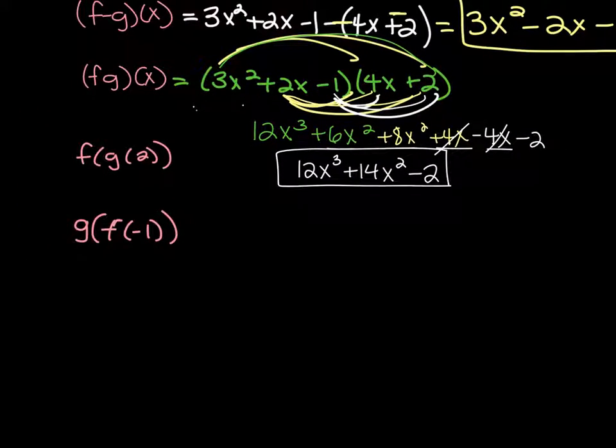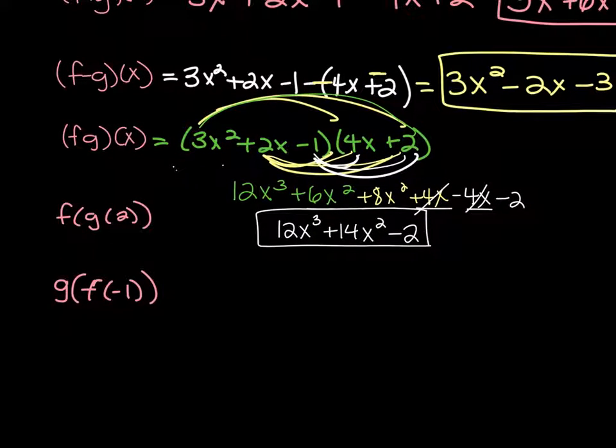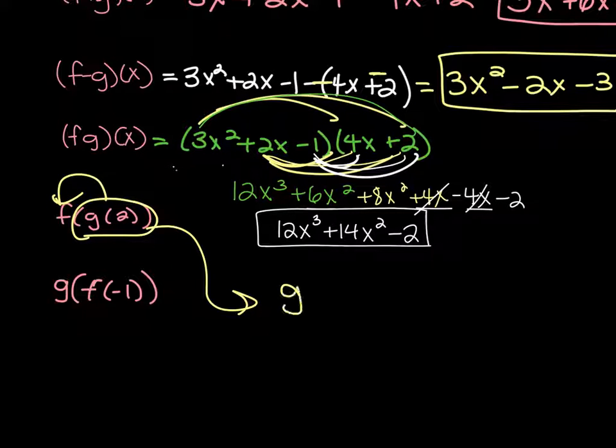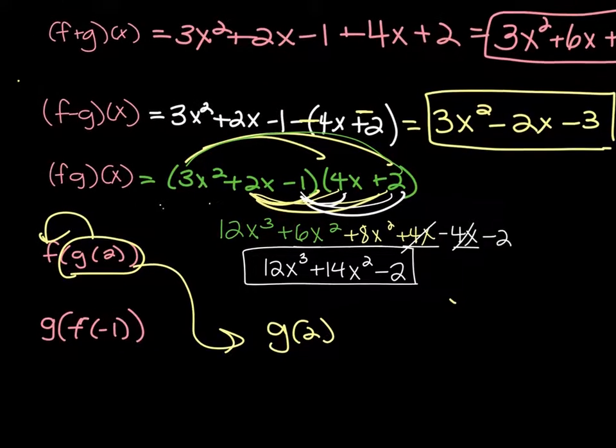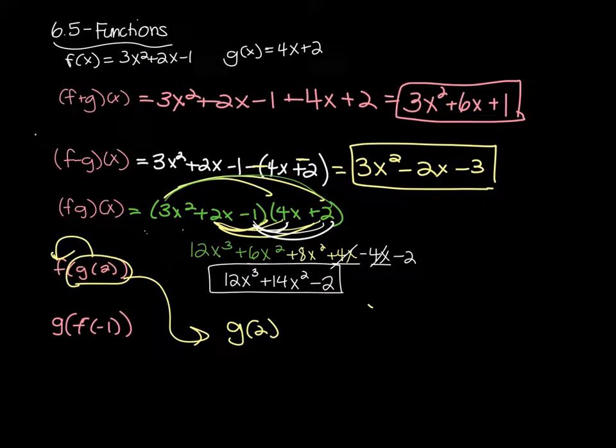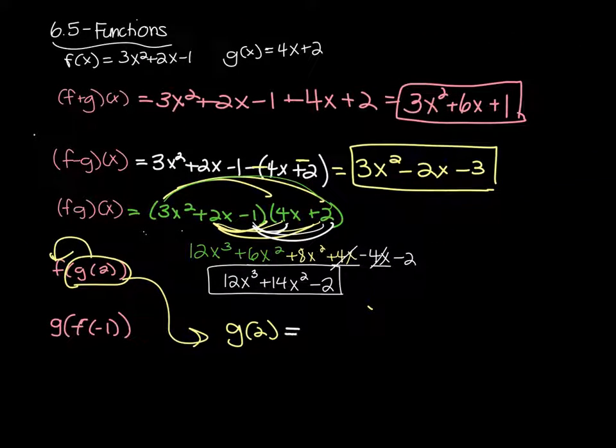And then the next one is f of g of 2. So these are your composite functions. And you want to work innermost parentheses out. So the first thing I'm going to do is find g of 2. So I go back to where g is and plug in 2. So g is 4x plus 2. 4 times 2 plus 2. 8 plus 2, which is 10.